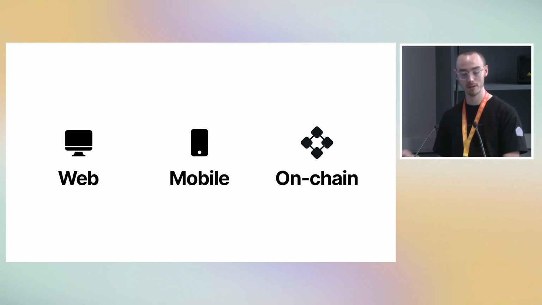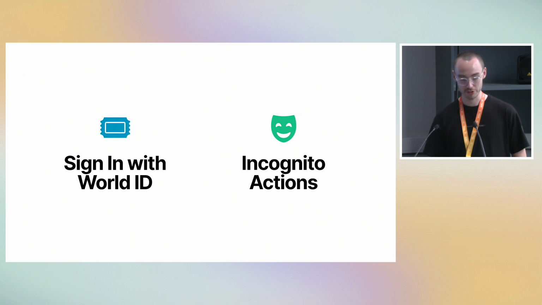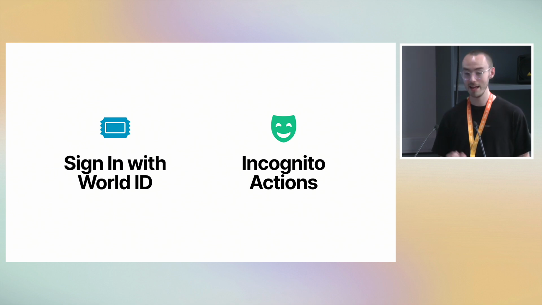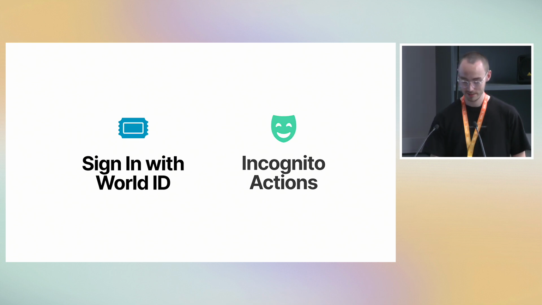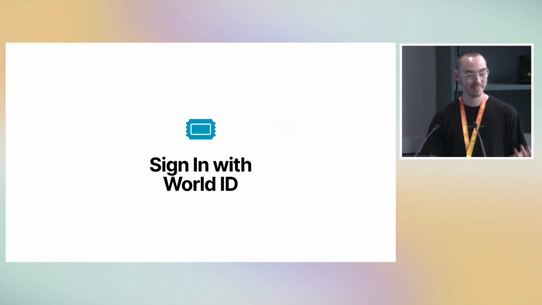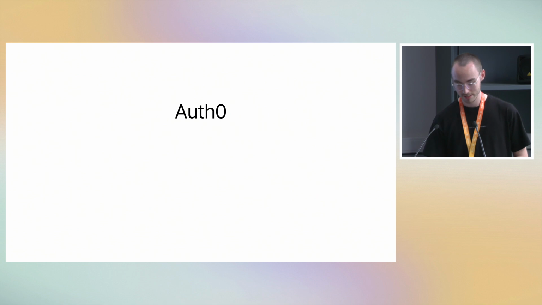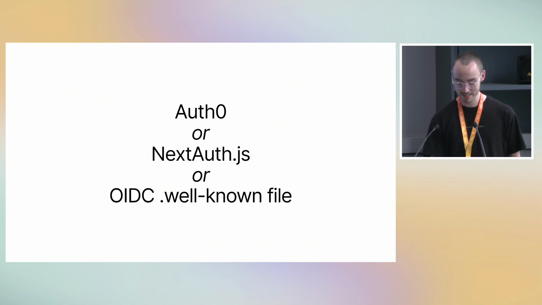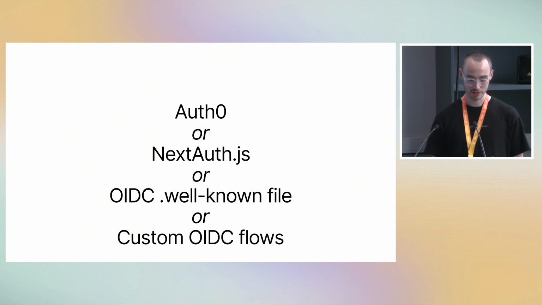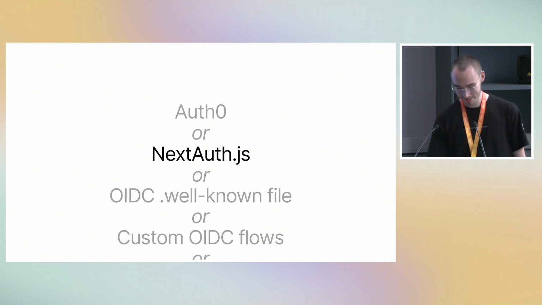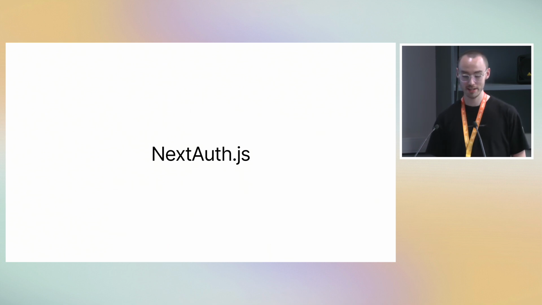There's 2 main ways to integrate World ID: sign in with World ID and incognito actions. So we'll start with sign in with World ID. With sign in with World ID, you can use Auth0, Next.js, use our OIDC well-known file with some other library. You can custom implement your OIDC flows, on and on and on. But we'll focus on Next.js.